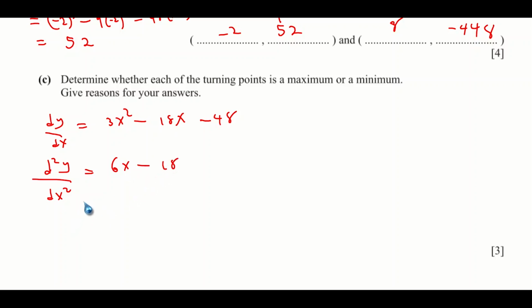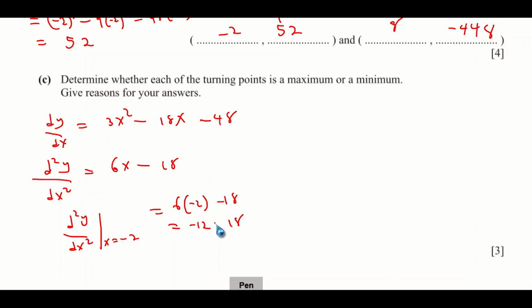Okay, so what we need to do now is get d squared y over dx squared at x equals, let's start with minus 2. So this will be equal to 6 into minus 2 minus 18. So minus 12 minus 18, this will be equal to minus 30, and is less than 0.